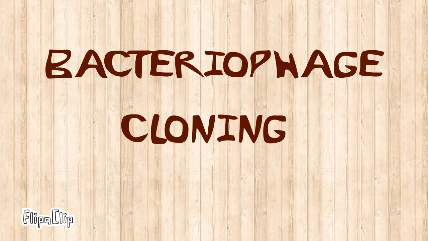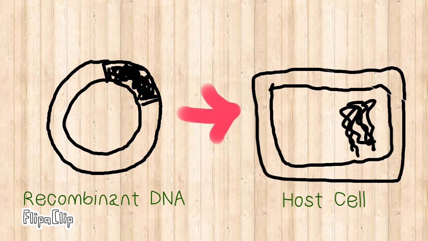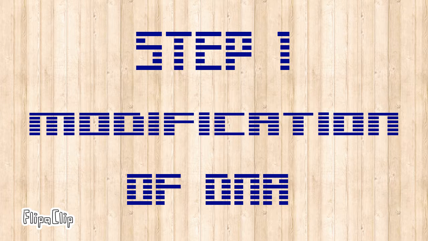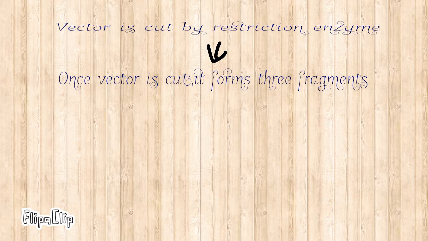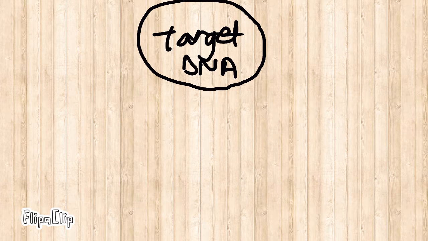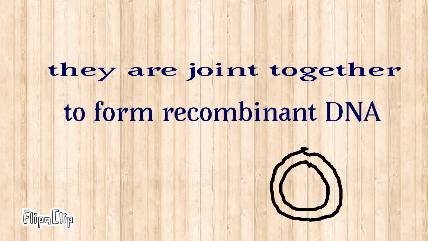Bacteriophage cloning. The recombinant DNA is inserted into the host cell and purified, then we extract the cells. Step 1: modification of DNA. The vector is cut by the restriction enzyme. Once the vector is cut, it forms 3 fragments, which are 2 lambda fragments and 1 central cluster gene. The target DNA will replace the central cluster gene. Then they are joined together to form recombinant DNA.